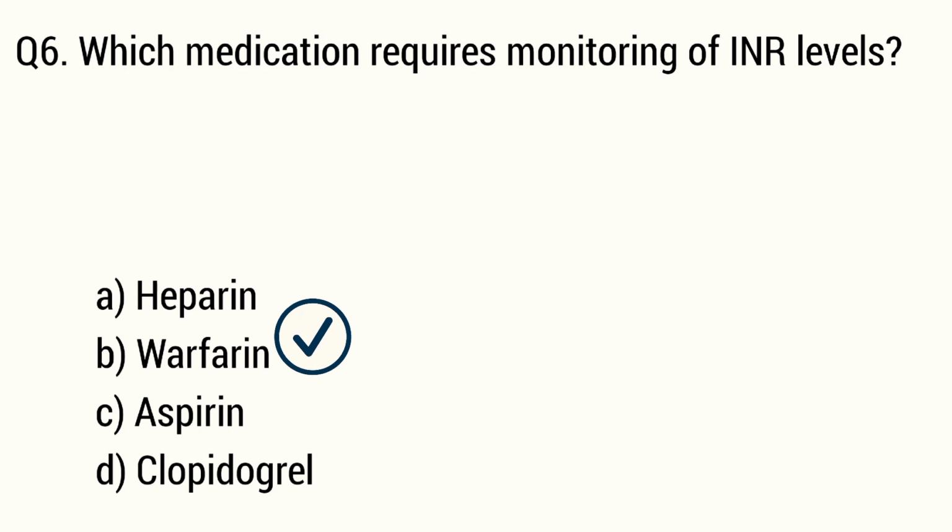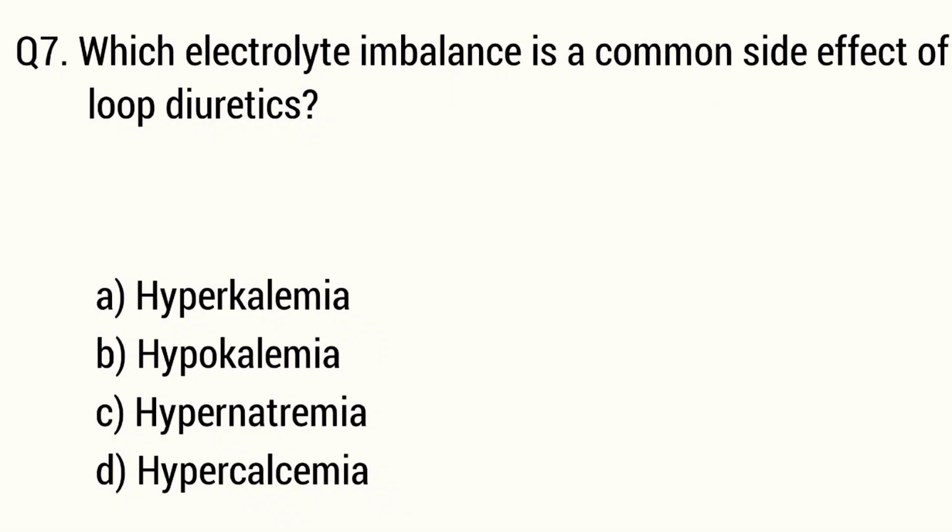Question number 7. Which electrolyte imbalance is a common side effect of loop diuretics? The right answer is option B. Hypokalemia.